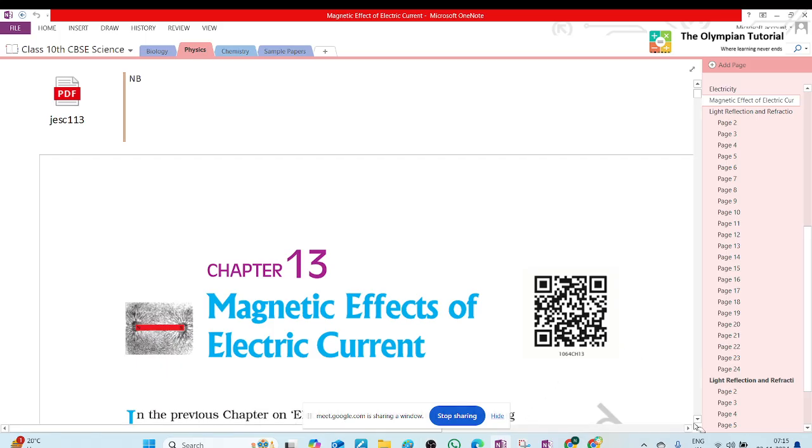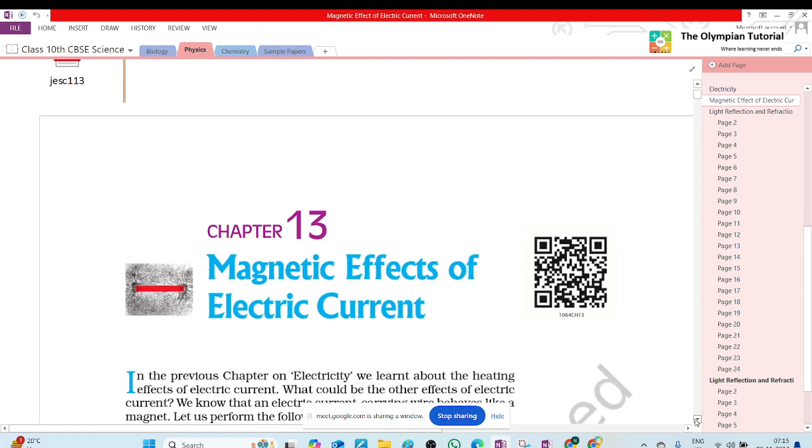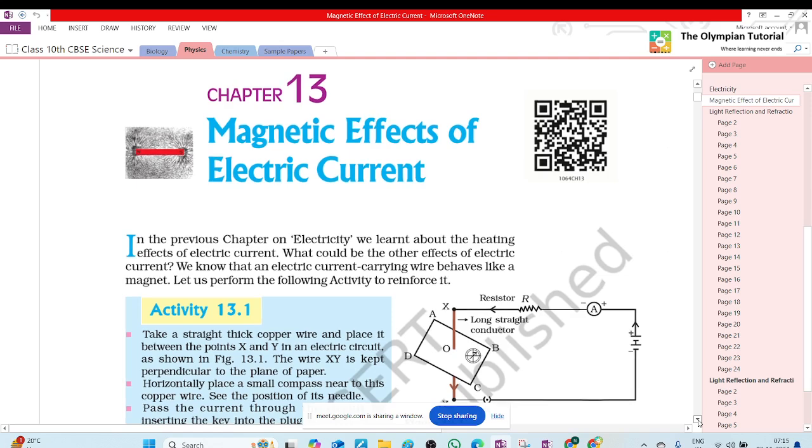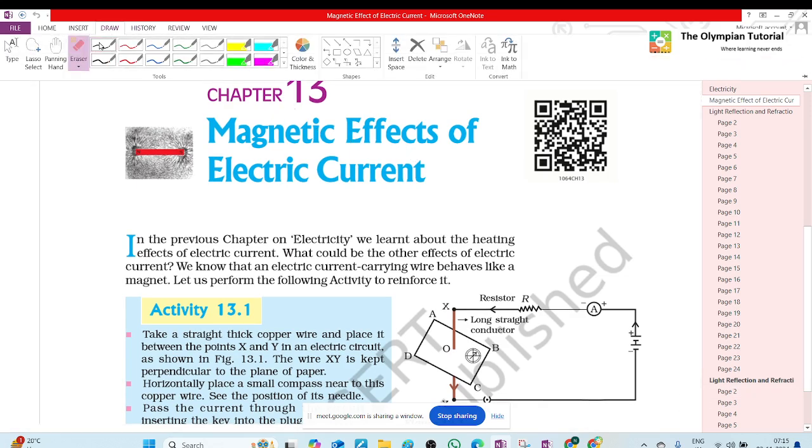So today we are going to start magnetic effects of electric current. Ayukta, we will study all the things in this chapter, but still can you tell me what do you mean by magnetic effect?